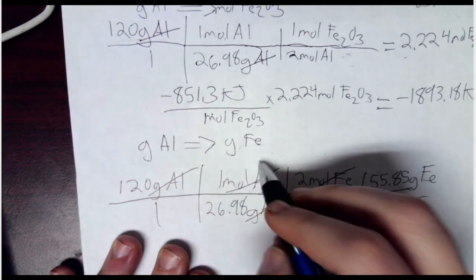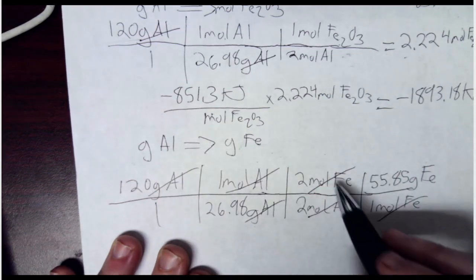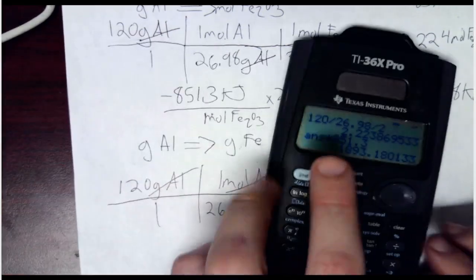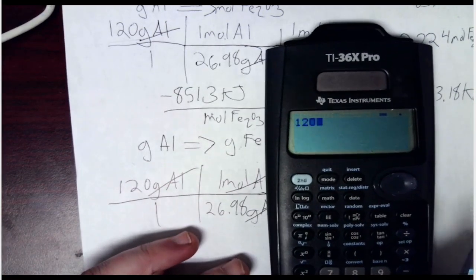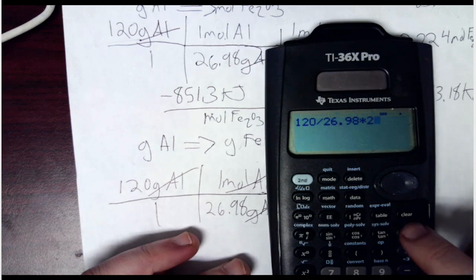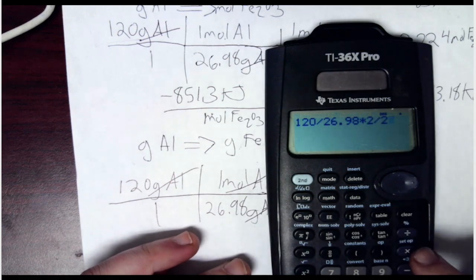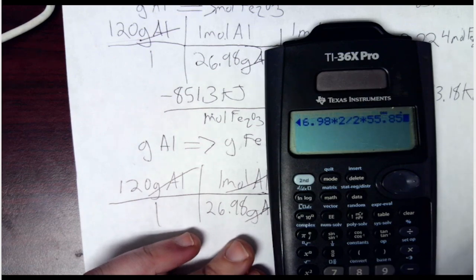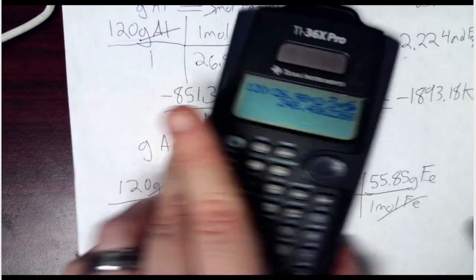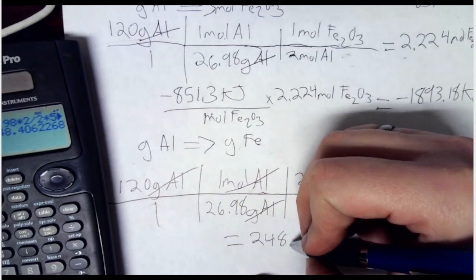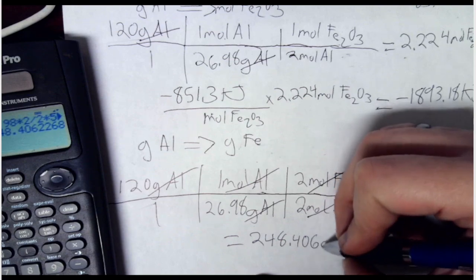I've diagrammed out where I want to go and canceled out all my units except for the unit of what I want to get to. Now it's just a matter of punching it into my calculator: 120 divided by 26.98. I could leave off the 2 over 2, or I could put it in. It simplifies itself, but the calculator can do that for us. We do that, and we get the mass of iron is something like 248.406 grams.